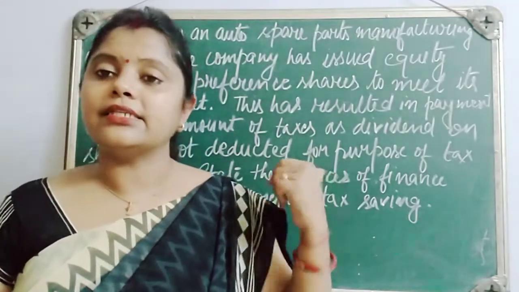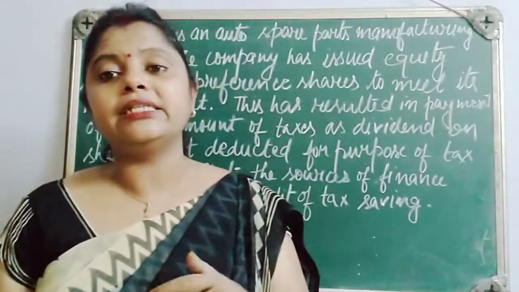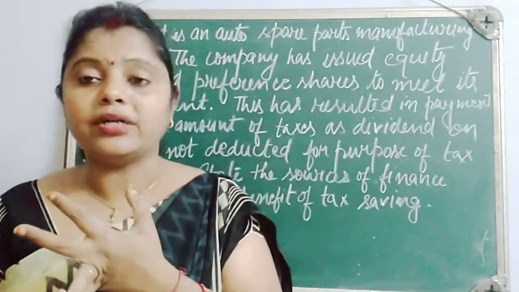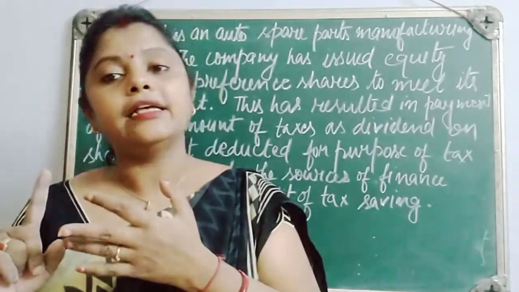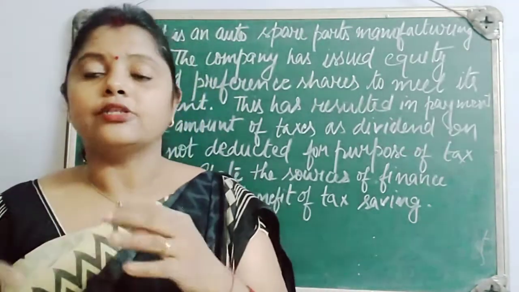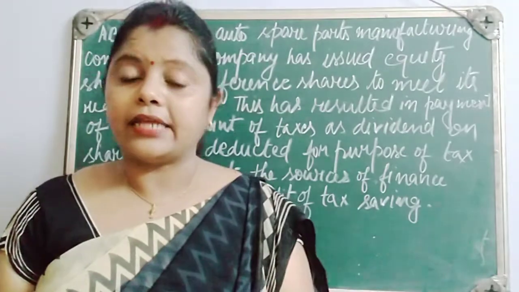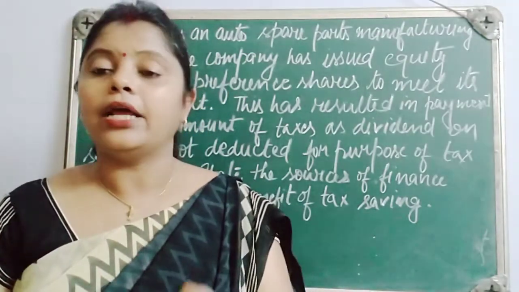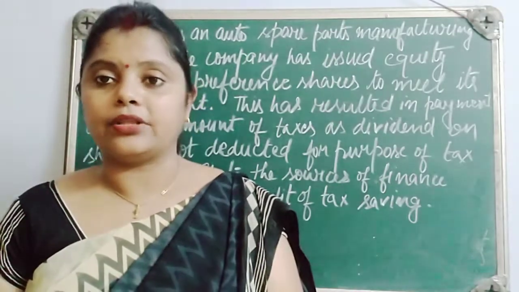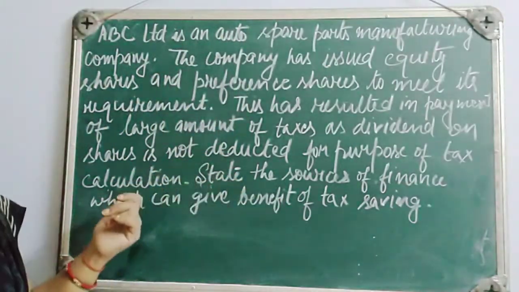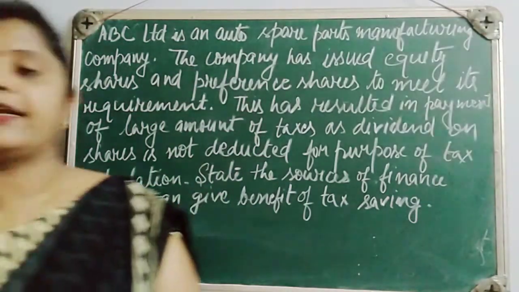So here in this condition, we have seen that ABC Limited has issued equity shares and preference shares, but it has not taken any type of loan. It has not gone for the public deposit even. So it is not at all paying any interest, and the result will be that profit will show very high in the account and it has to pay high tax on that. Now what they are asking: state the source of finance which can give the benefit of tax saving.